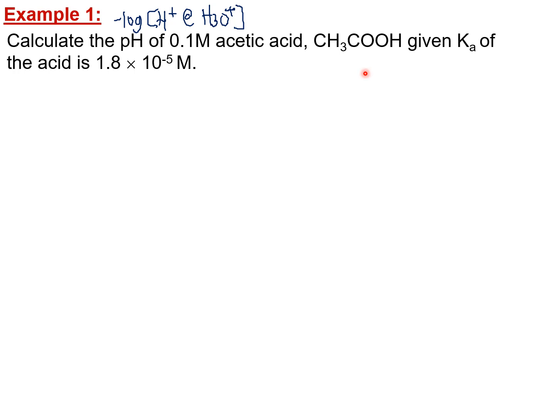Tapi it is different when it comes to weak acid. Okay, how do you know that this is a weak acid? Because the clue here, the biggest clue here ialah dia bagi Ka. Okay, this is the biggest clue, because Ka ialah weak acid dissociation constant.